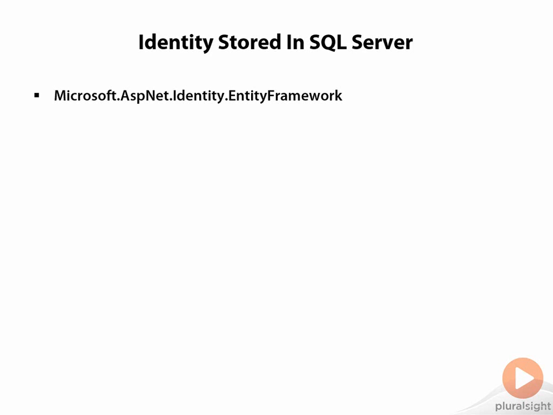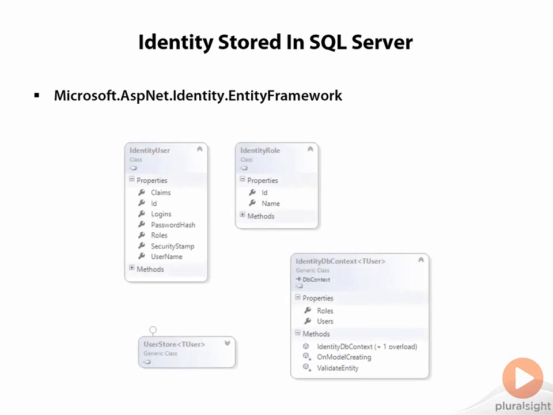Another assembly and NuGet package in our application is Microsoft.ASP.NET.Identity.EntityFramework. This assembly provides concrete types that implement the interfaces we saw in the core assembly in the last slide. For example, there is an identity user that implements IUser and also includes additional fields that make it possible to store a password hash and associated third-party logins.